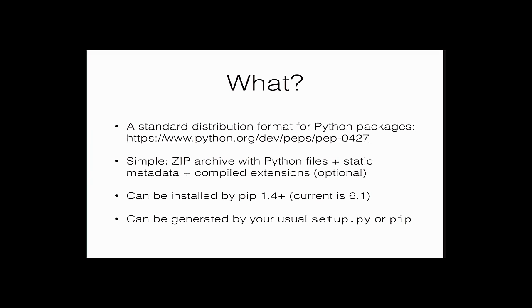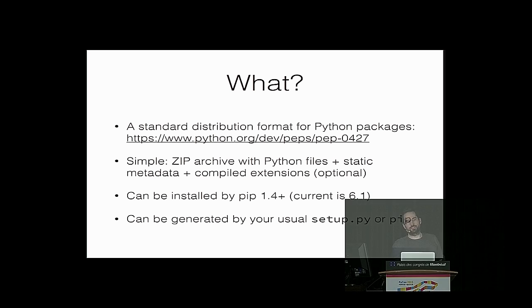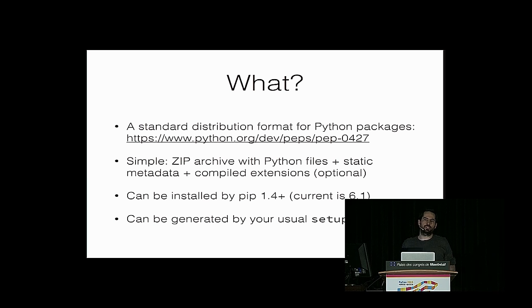The way it's designed, it's just a zip archive with the Python files that you want to unzip in the site-packages of the target platform, plus a bunch of static metadata like version numbers and the list of files to uninstall if you want to uninstall the package later. You can also include compiled extensions for the target platform, so that it's not necessary to have a compiler to install a package. You can just unzip it, and sometimes you also want to ship scripts to the bin folder, or the scripts folder on Windows, and additional data somewhere else. But the core of it is just a zip file.